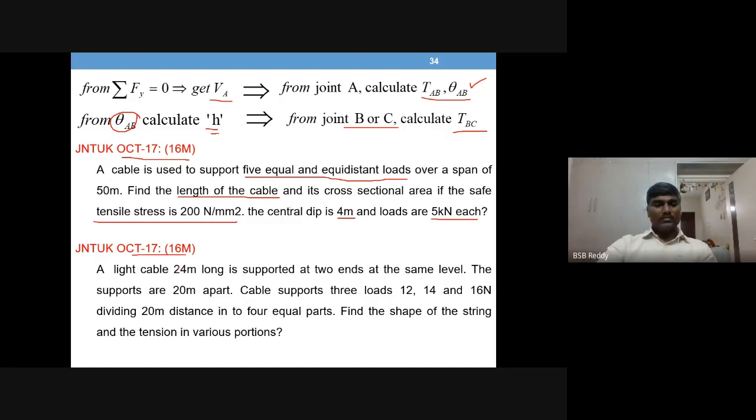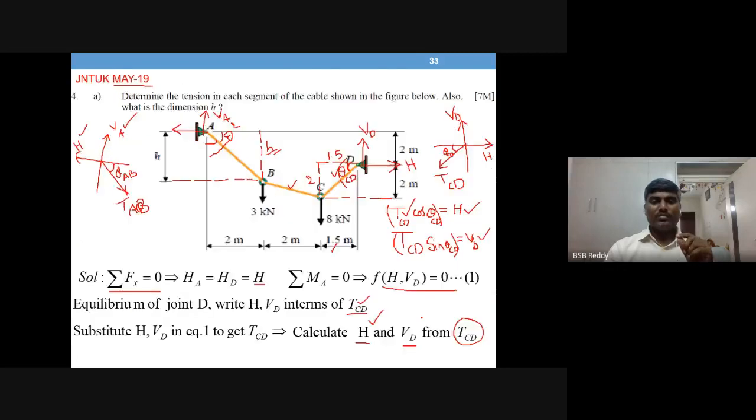Similarly, the other question: a light cable 24 meters long is supported at two ends at the same level. These supports are 20 meters apart. The cable supports three loads 12, 14, and 16 kilonewtons, dividing 20 meters into four equal parts. Find the shape of the string and tension in various portions. Shape in the sense it is asking to find YB, YC, YD, something like that. How much is the sag at three different loads? So this is about the cable subjected to point loads.